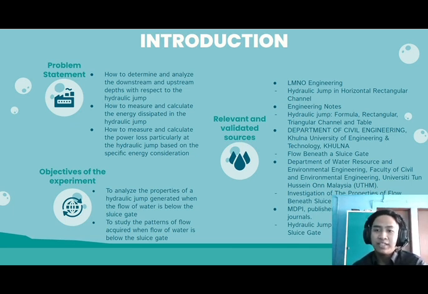The Khulna University has been utilized in order to give understanding about the flow beneath a sluice gate. The Universiti Tun Hussein Onn Malaysia, Department of Water Resource and Environmental Engineering, has been utilized in order to give the understanding about the properties of flow beneath the sluice gate. And the MDPI, which is the popular publisher of open access scientific journals, has been utilized in order to give us understanding about the jump and energy dissipation with sluice gate.